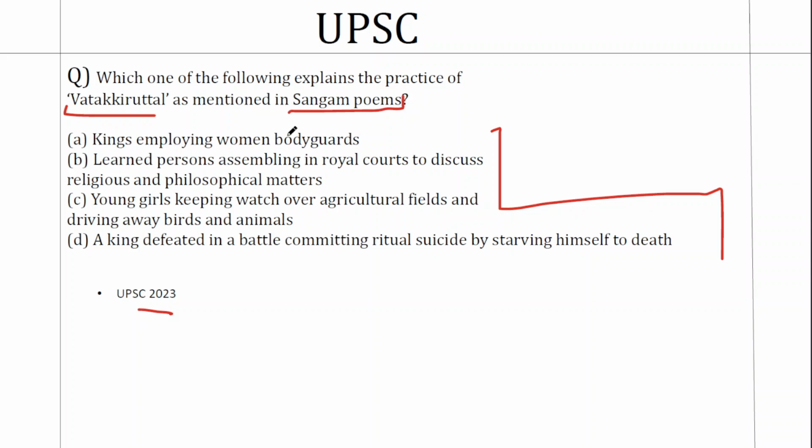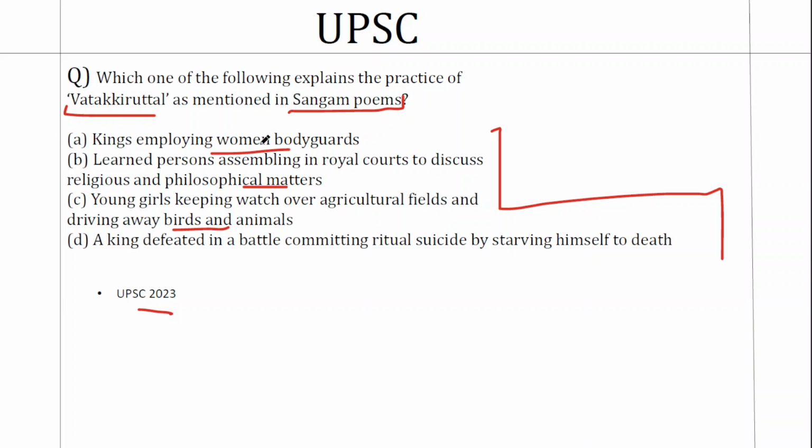Now look at the options. First option is kings employing women bodyguards. Second, learned persons assembling in royal courts to discuss religious and philosophical matters. Third, young girls keeping watch over agricultural fields and driving away birds and animals. Last option, a king defeated in a battle committing ritual suicide by starving himself to death. Now, if you look at the options without knowing that Vattakirital is a Sangam term, you don't have anything specific to derive out of it.